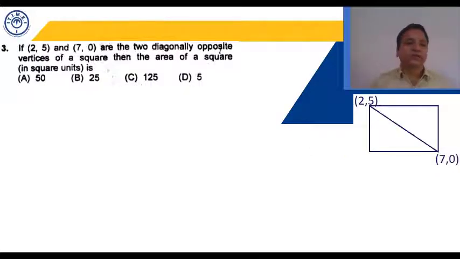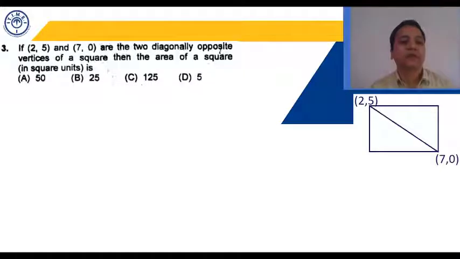Now moving to next question. Question 3. If (2, 5) and (7, 0) are the two diagonally opposite vertices of a square, then the area of the square, in units. Area of the square is actually side squared. And if side is known, diagonal is root 2 times of side.